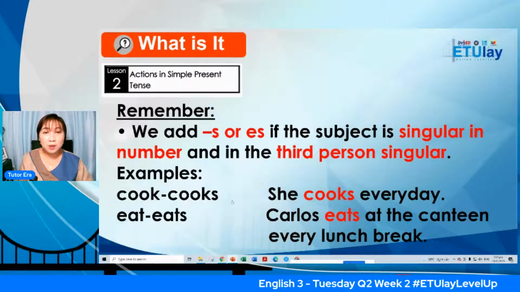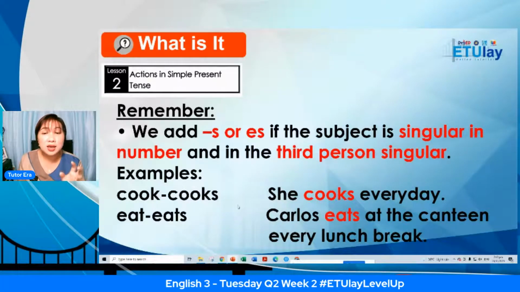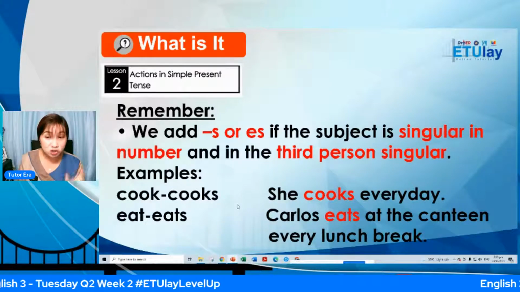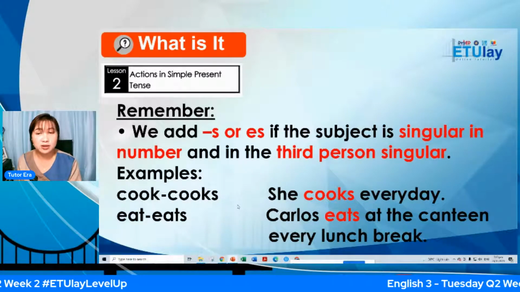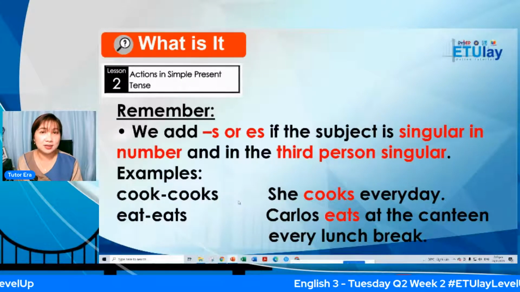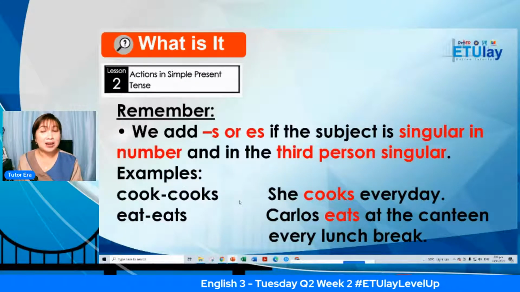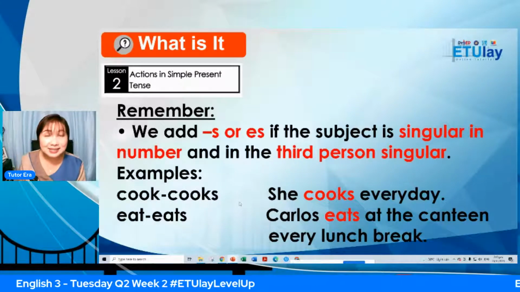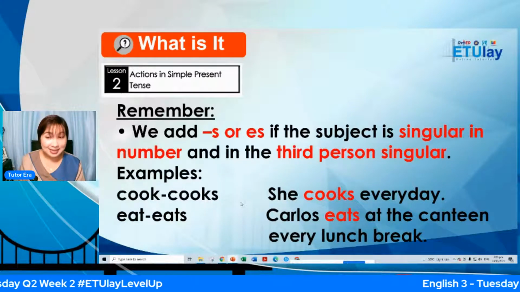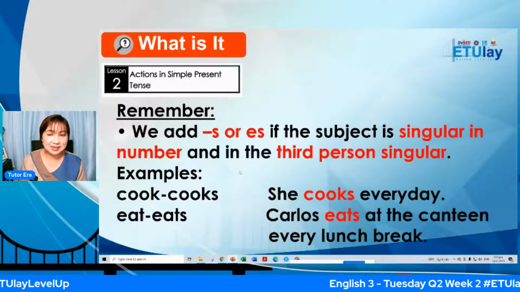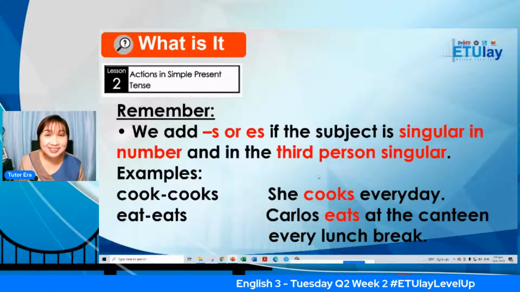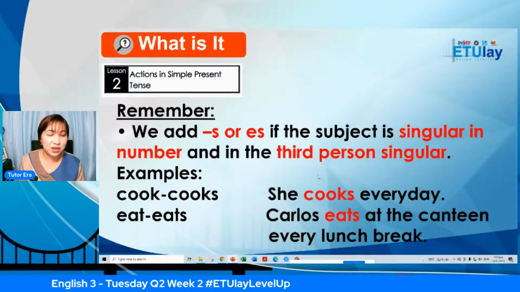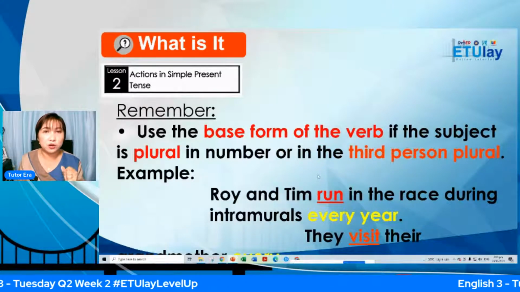Okay, now how about the next one? Here, our subject, she cooks every day. Our subject is she, which is in the third person. That's why we added s on the verb cook. While Carlos is a singular subject and the verb uses it, so we add also s, eats, to show the present tense of the verb. Did you get it? Yes, thank you, Basco, also for your answer. Now let's go to another rule.